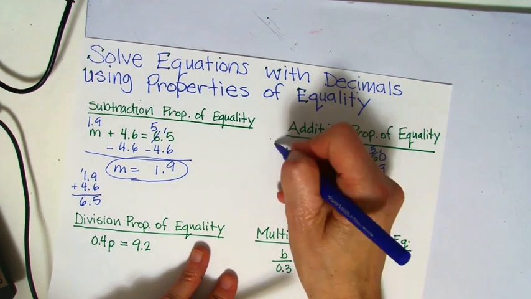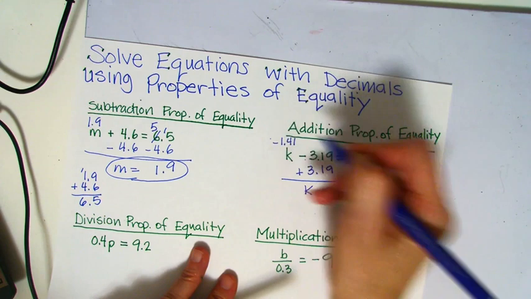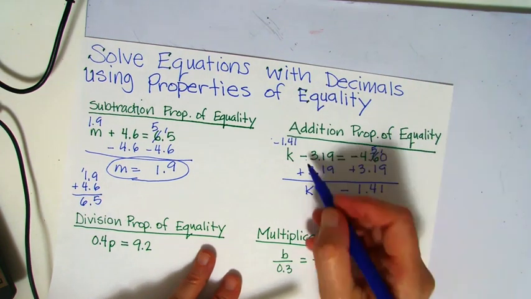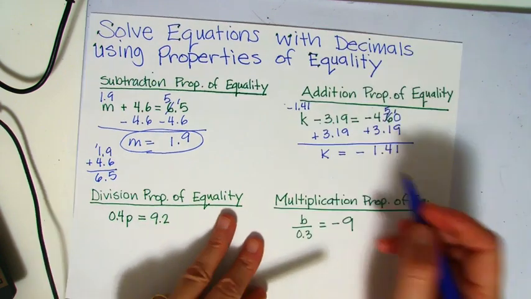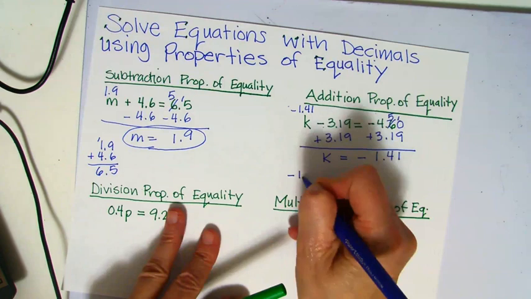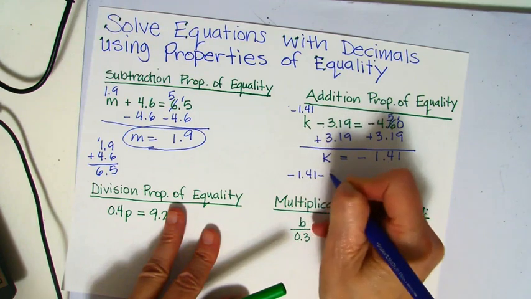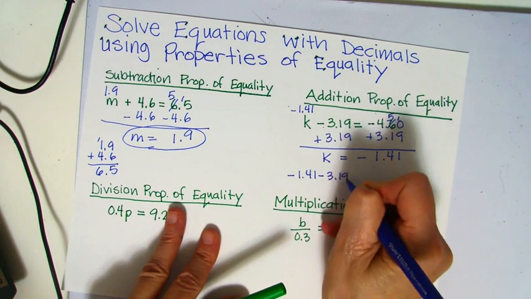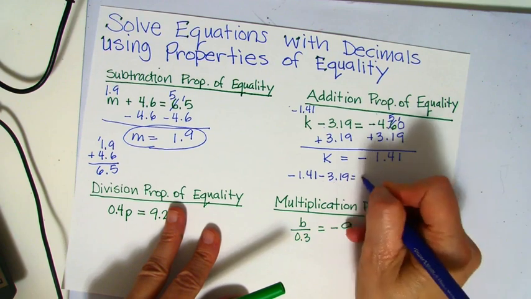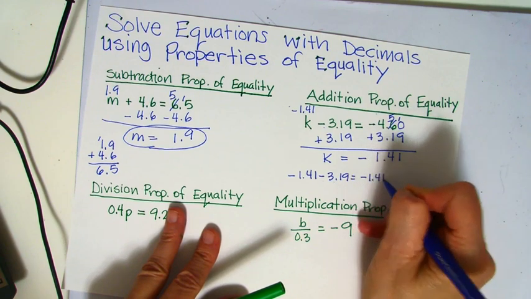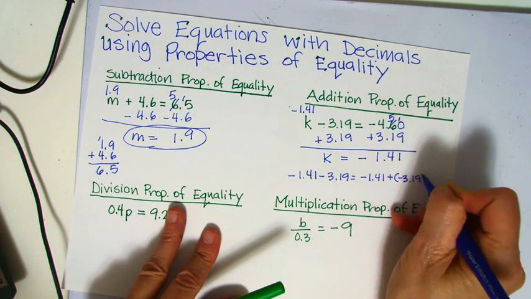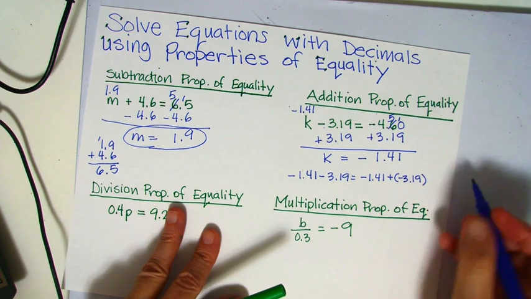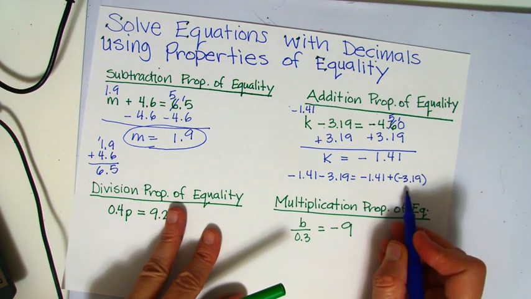If I substitute in a negative 1.41 and subtract 3.19, that's really the same thing as negative 1.41 plus a negative 3.19. So when I'm adding two negatives, my answer will be negative, and I'm just going to be adding them together.